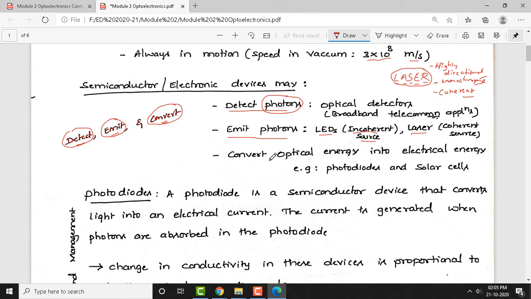There are optoelectronic devices which convert one form of energy to another form of energy, particularly optical energy into electrical energy. Devices such as a photodiode convert optical energy into electrical energy. Probably you might have seen rooftop solar panels, which convert light energy into electrical energy. If you club these solar cells together, they can generate huge electrical power.